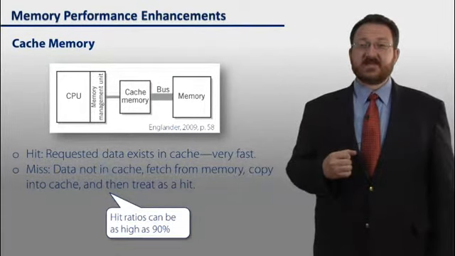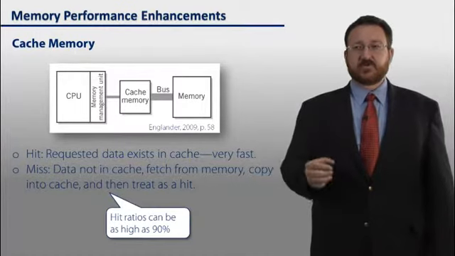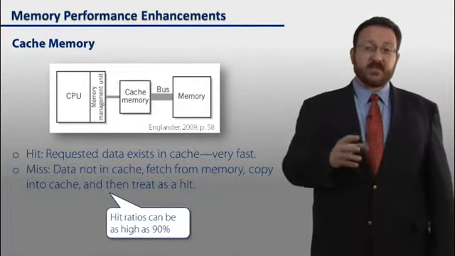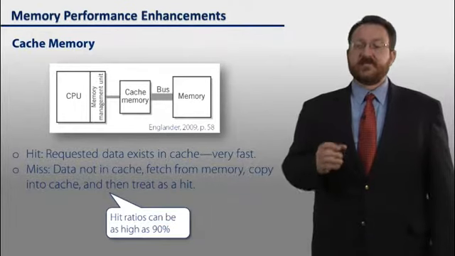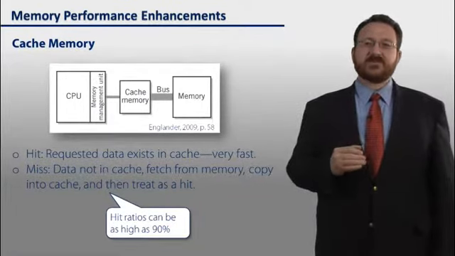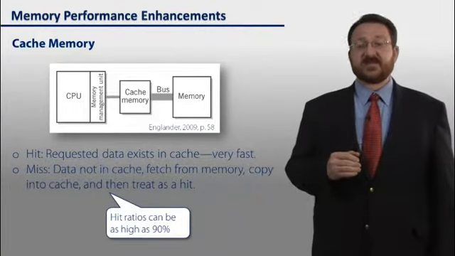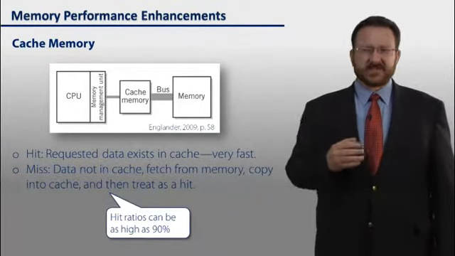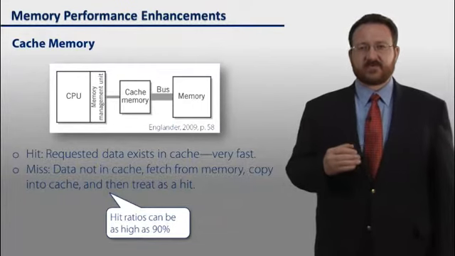A cache miss is when the data is not in the cache. So we have to drive all the way to the grocery store, buy the can of soup, and then we can put it on the shelf in our cupboard, and then we can retrieve it from the cupboard very quickly. It turns out, though, that hit ratios in current computer systems can be as high as 90%. So only 10% of the time do we have to take the extra trip to memory.